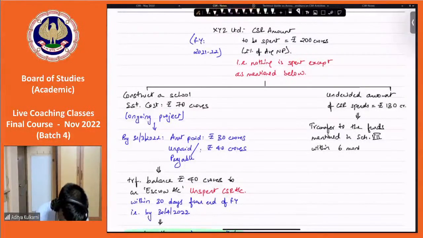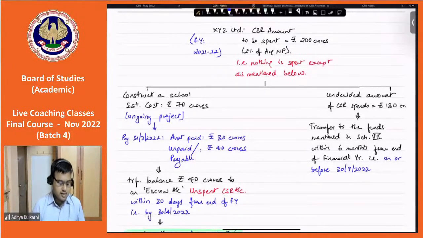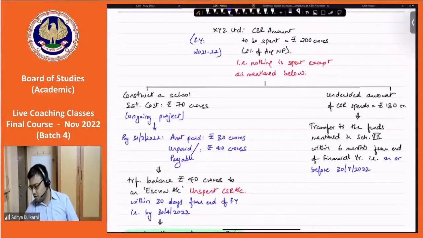Within 6 months from the end of the financial year, that is, before 30th September, on or before 30th September 2022. Okay, so this is your provision in case of an undecided amount.